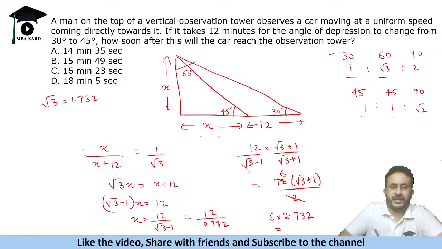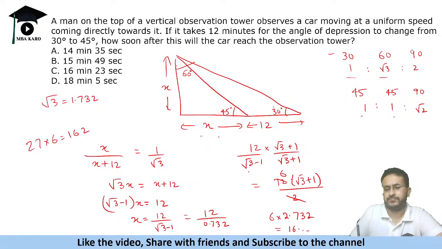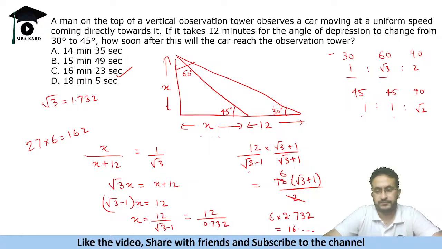So 27 into 6 is 162. So some 16.2 minutes, like some 16 point something minutes. So your answer will be 16 minutes 23 seconds.